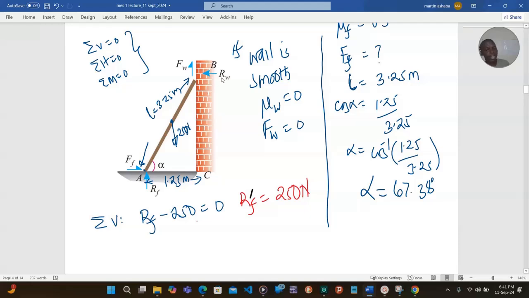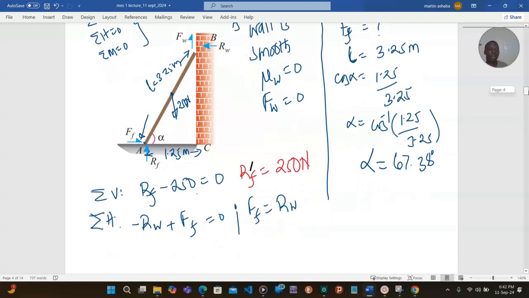What else? How do we get Rw? We can get Rw by taking the sum of forces in the horizontal direction. Let us take forces in this direction to be negative, so that negative Rw plus positive Ff will equal 0. Then Ff will equal Rw.